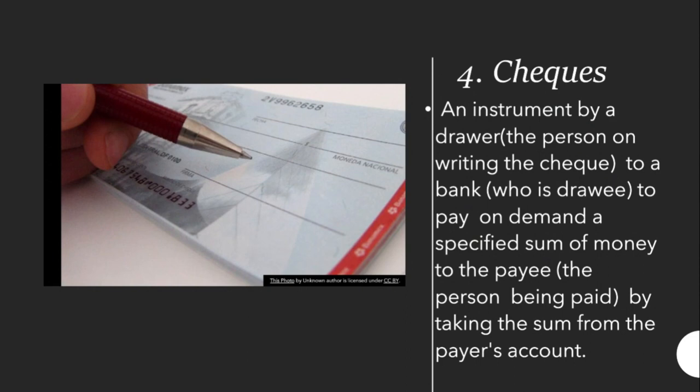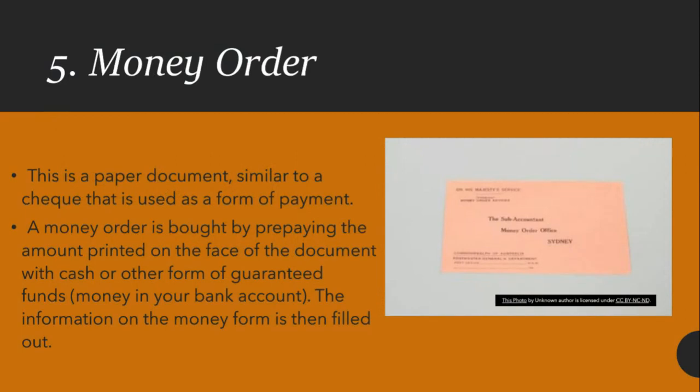Number 5 says money order. So what is a money order? A money order is a paper document similar to a check that is used as a form of payment. So a money order is somewhat like a check, right? A money order is bought by prepaying the amount printed on the face of the document with cash or other form of guaranteed funds. The information on the money order is then filled out, right? So this would be a money order.